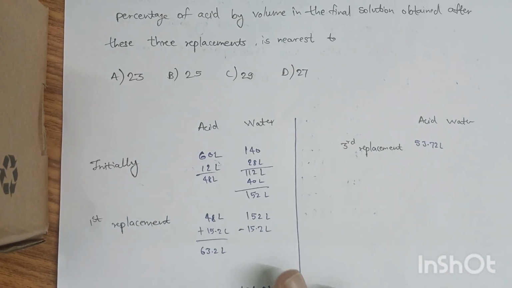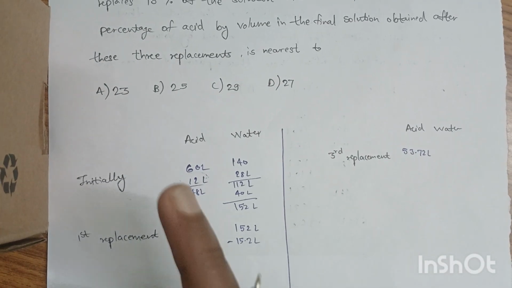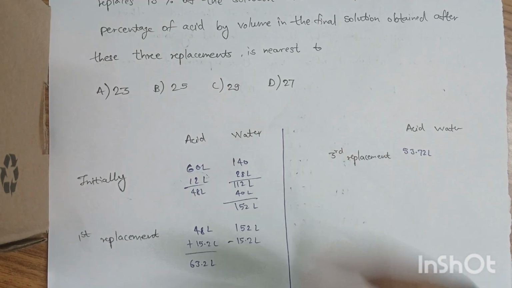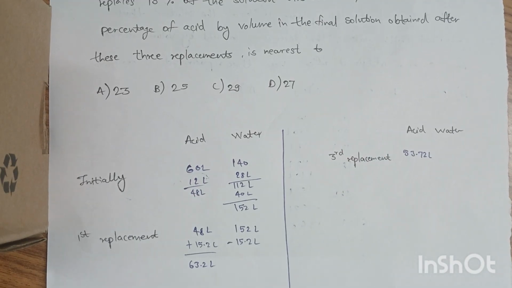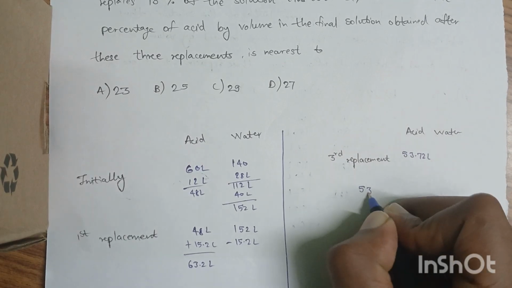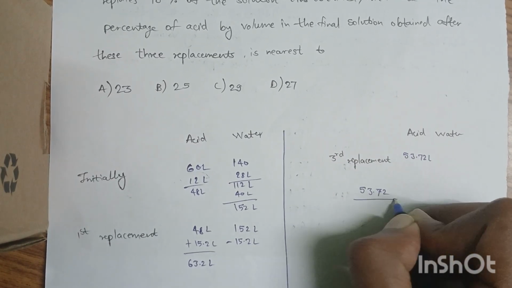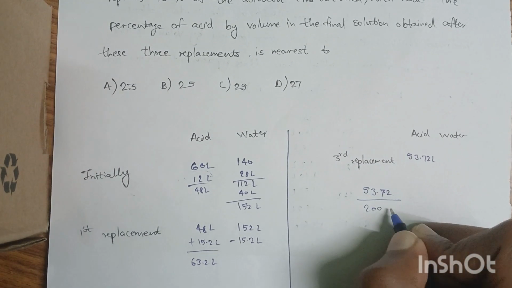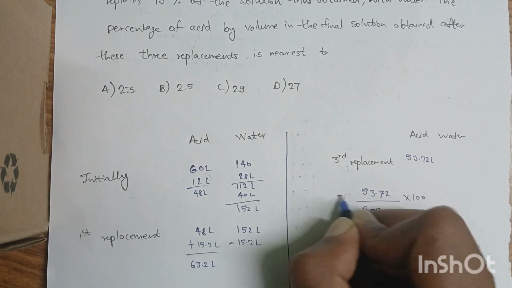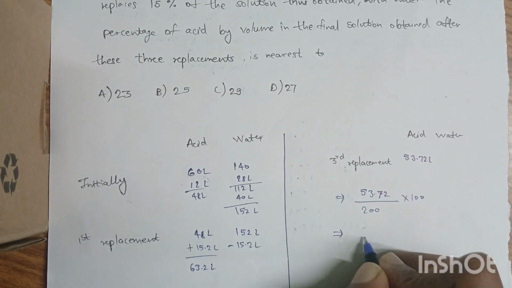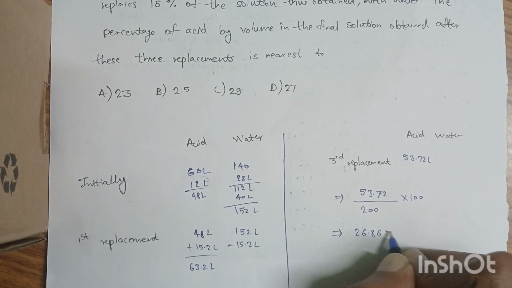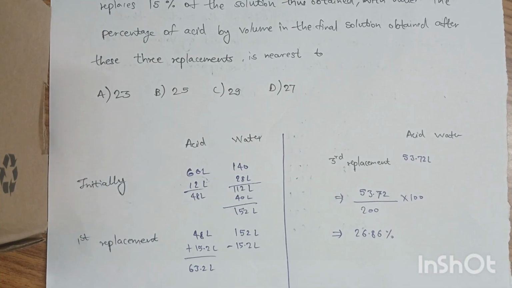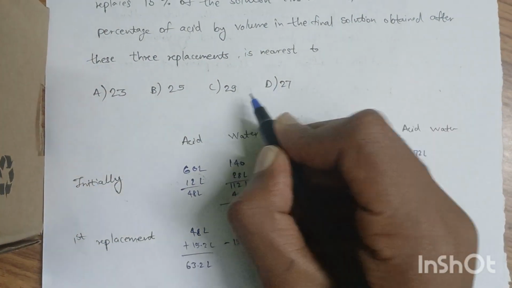The required value is the percentage of acid by volume in the final solution obtained after these three replacements. The acid content is 53.72 liters over the total content of 200 liters, into 100, which gives the percentage of acid. So it is equal to 26.86%, which is nearest to 27. So our final answer is 27.